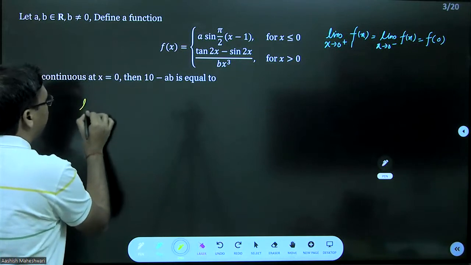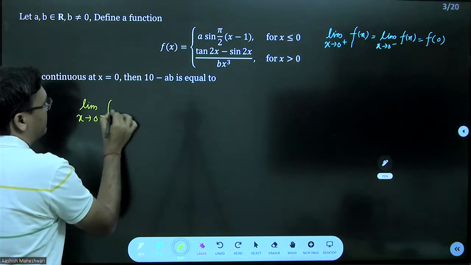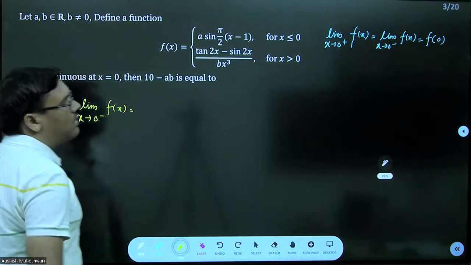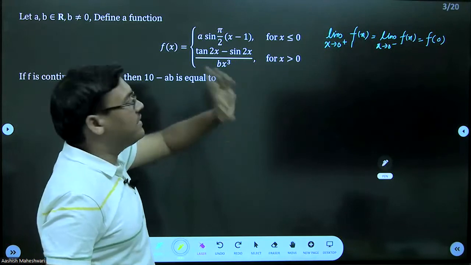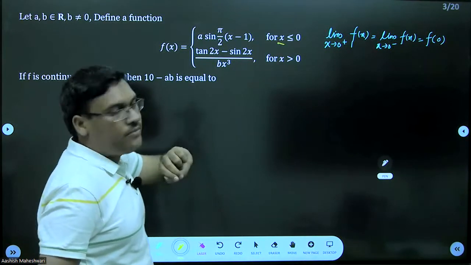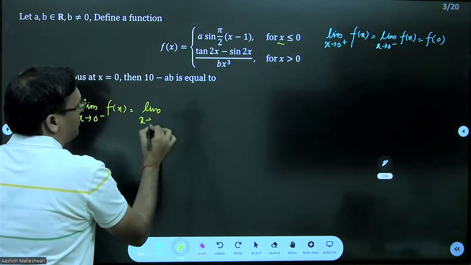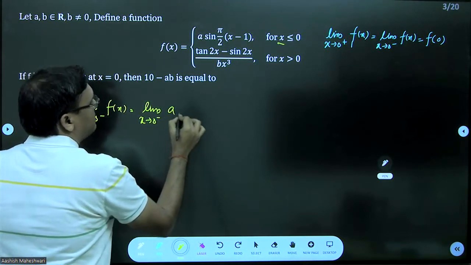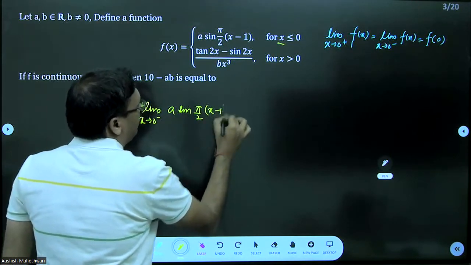What is limit x approaches 0 minus f(x)? Now as x approaches 0 minus, which function will you take? 0 minus means the values which are less than 0. That means we will take this part. So what is this? This is limit x approaches 0 minus a sin(pi by 2 x minus 1).